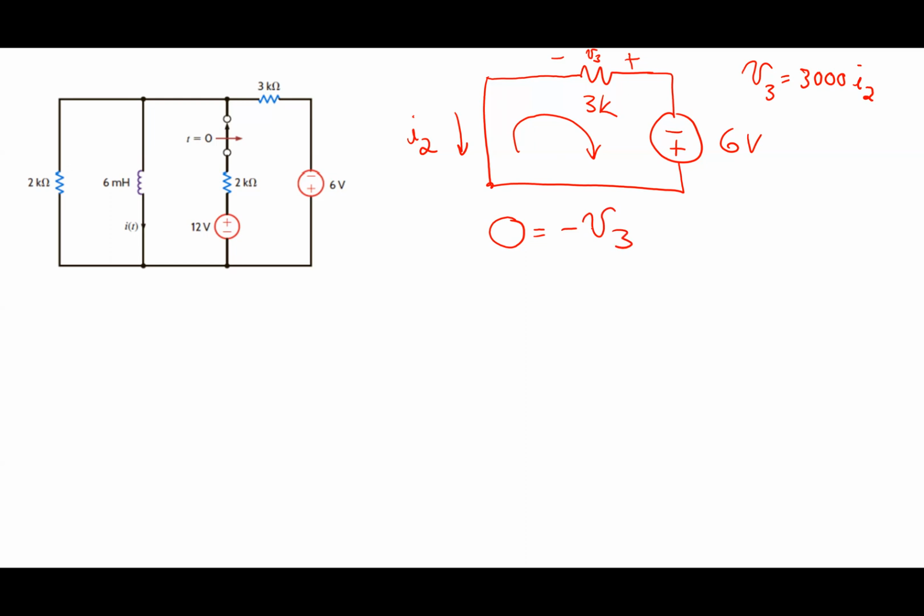And then I go from the 6-volt from the minus to the plus. So I say minus 6 like that. All right. You guys with me on that? All right. Okay. So basically I end up with V3 equals negative 6. All right. V3, which is 3,000 times I2, is equal to negative 6. I2 is equal to negative 6 over 3,000.